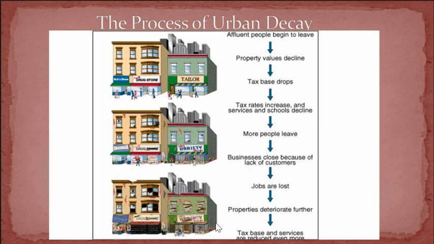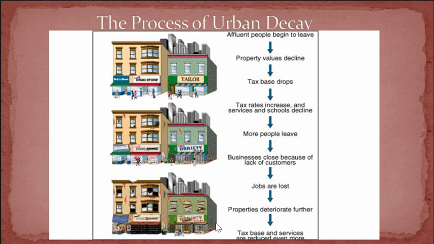Like I said, property values decline, the tax base drops because there's nobody there to pay taxes. The tax rates increase because there's less. You still have all of these things that you have to pay for, the services and the schools, but you don't have the same tax base, and so you're still trying to get all that money if you're the city. But because you can't, those services and schools decline, more people leave, and in this case, it's not a pull factor. That original movement towards the suburbs was a pull factor. Let's own a house. Now it's a push factor. Our neighborhoods are declining. We've got to leave.